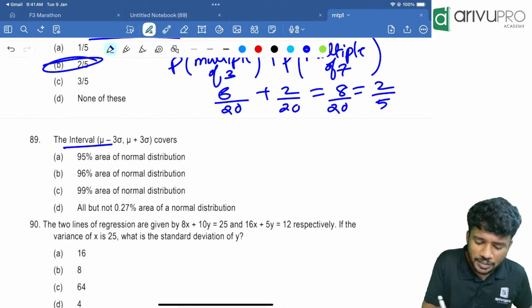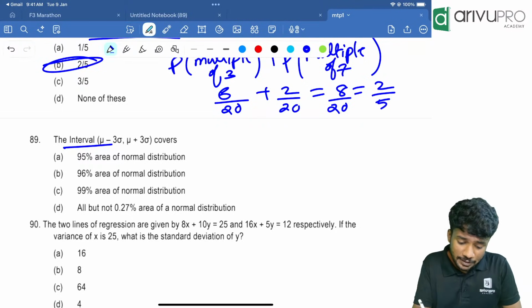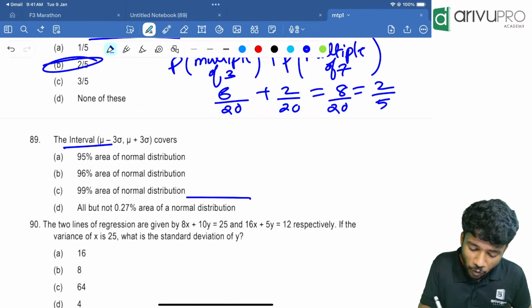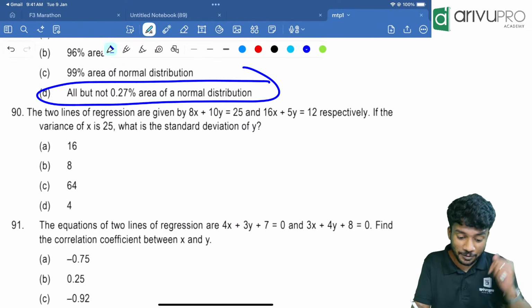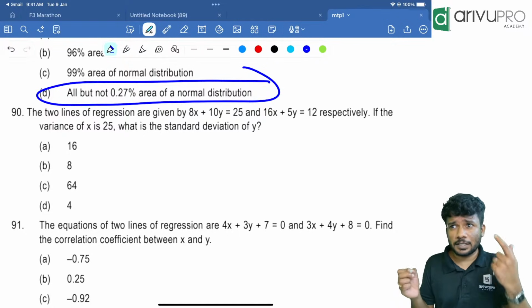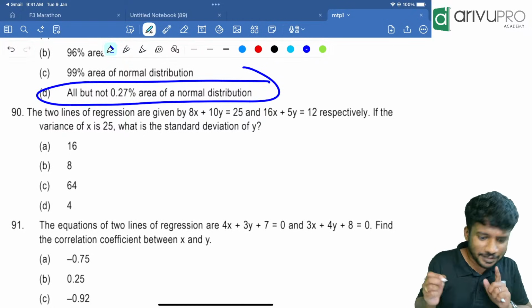Now this is a direct question. The interval in between mu minus 3 sigma and mu plus 3 sigma contains all but not 0.27 areas of normal distribution. This is one of the repeated questions. It was repeated in the September attempt, or I guess it is repeated in the September attempt.